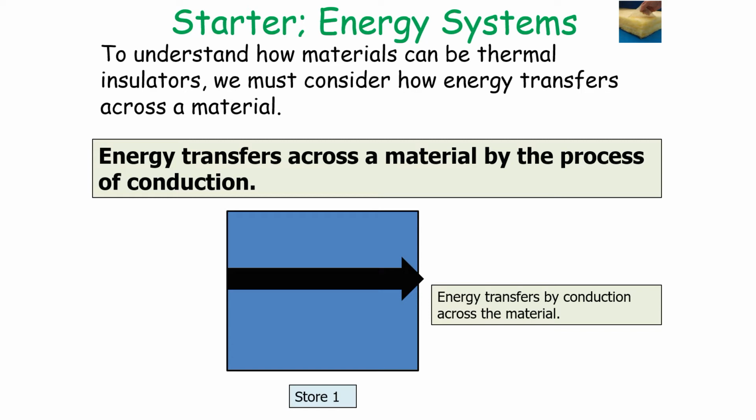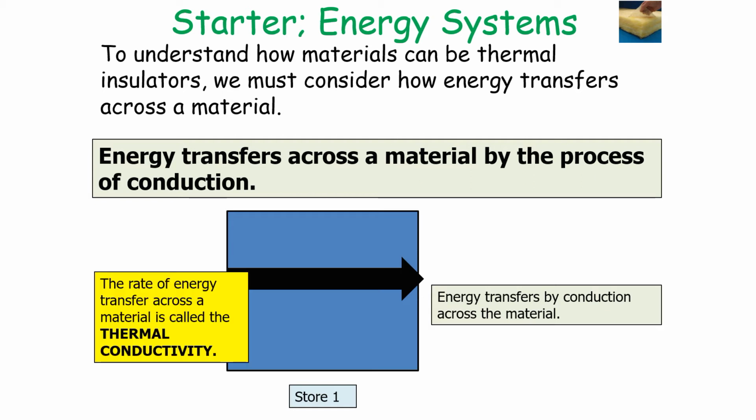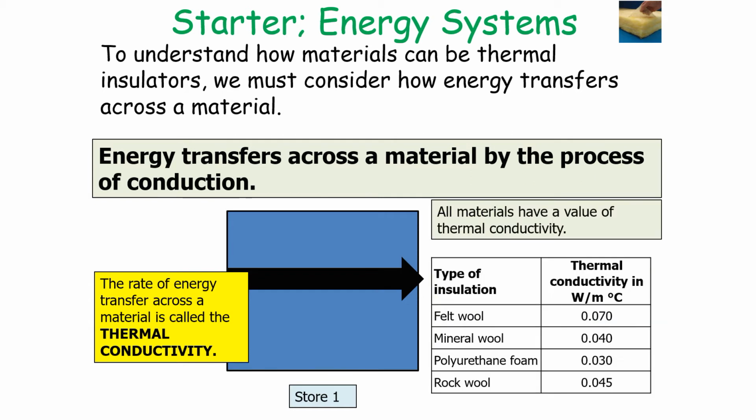Now energy will transfer across a material by the process of conduction. Therefore, thermal energy or heat will transfer across a solid material via the process of conduction. The faster the energy transfer, the better the thermal conductor. The slower the energy transfer, the better the thermal insulator. Now the rate of energy transfer across a material is called the thermal conductivity. Now all materials have a value of thermal conductivity.